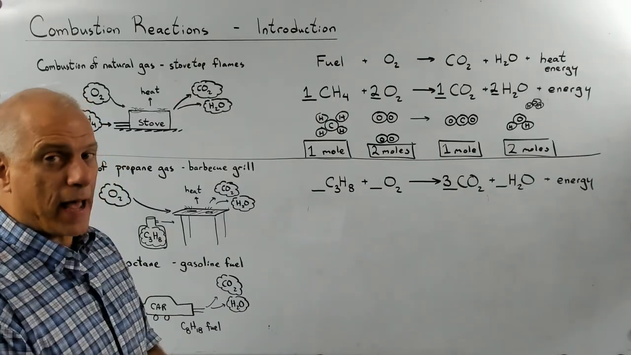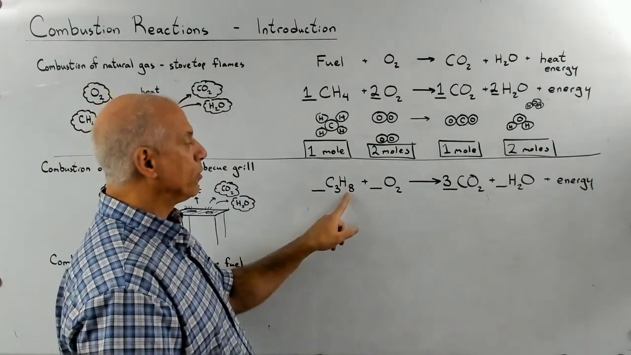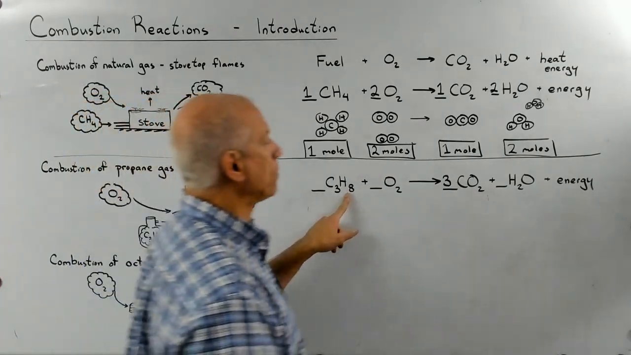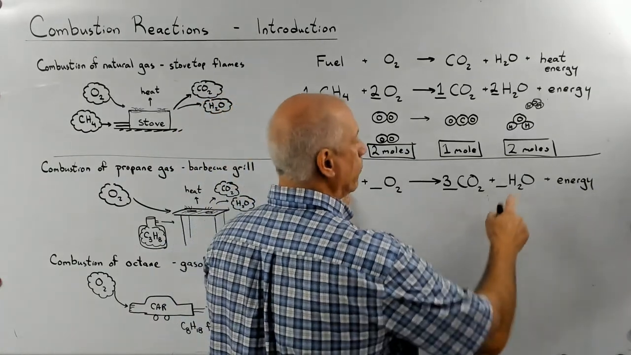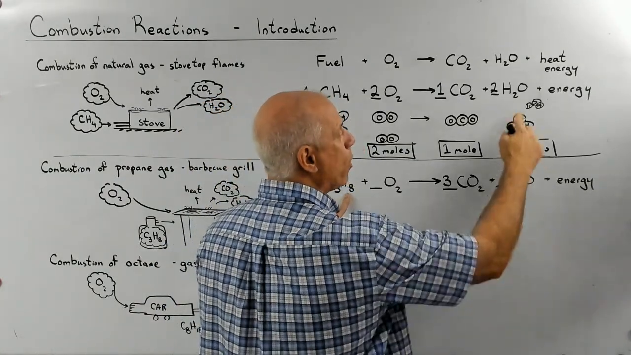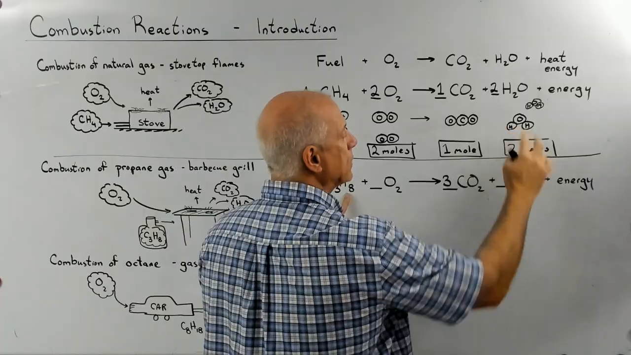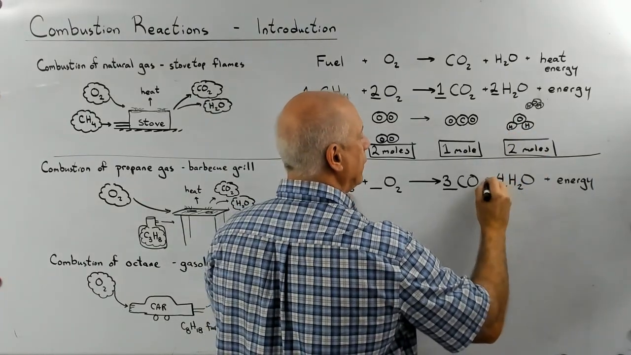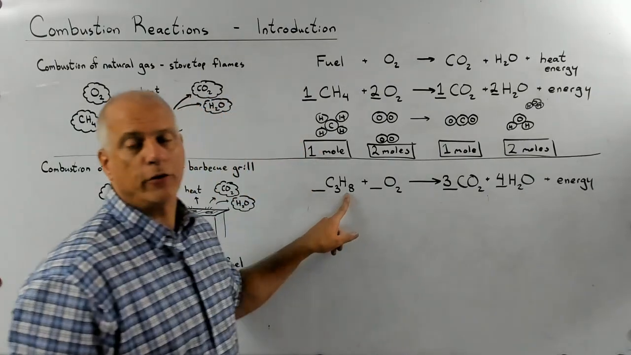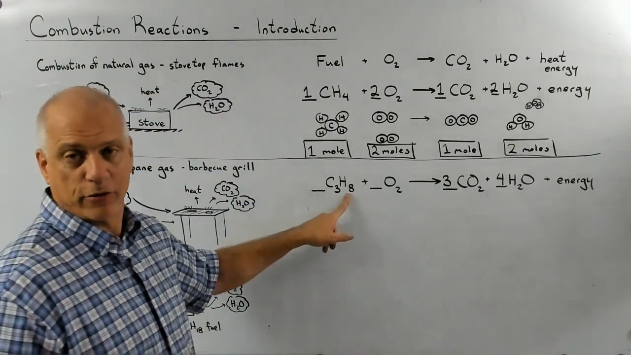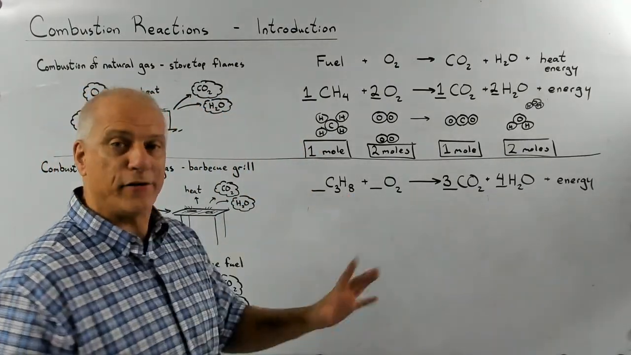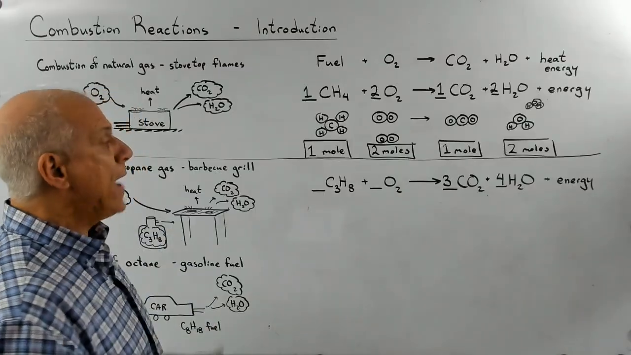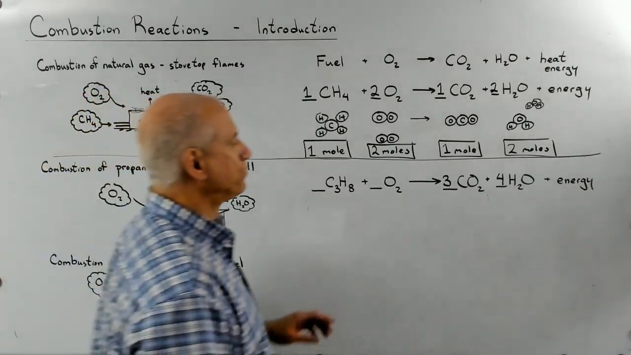Now let's worry about the hydrogens. I have a total of 8 hydrogen atoms here in the beginning, but there are only 2 over here, right? The water molecule only has 2 hydrogen atoms. So I need to have 4 of these molecules of water to account for all the hydrogen atoms, so that no hydrogen atoms disappeared.